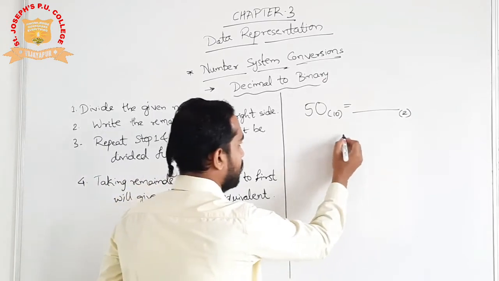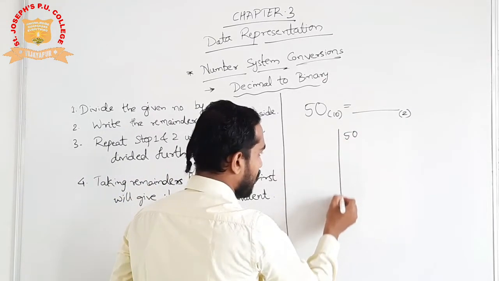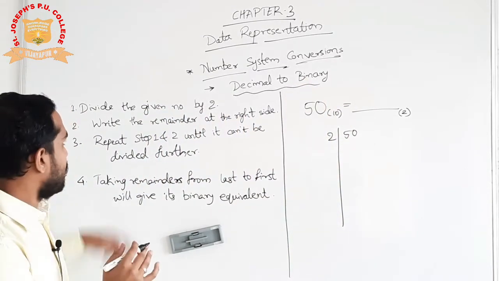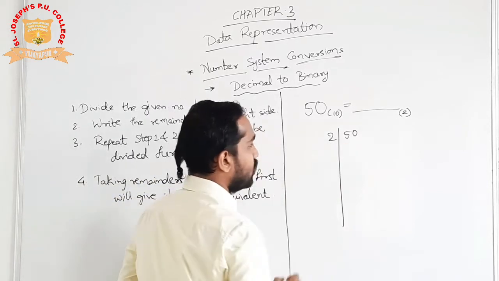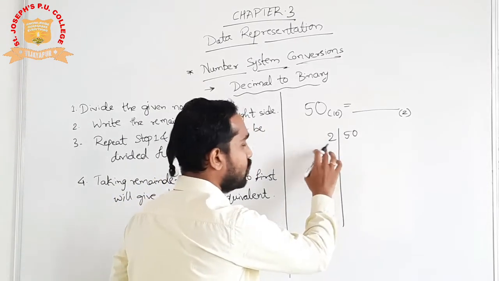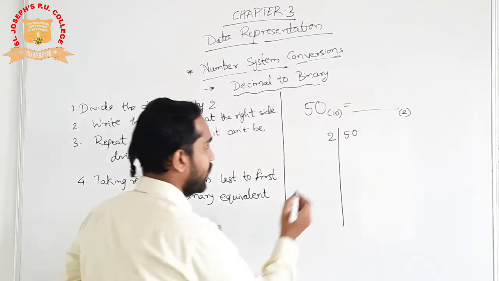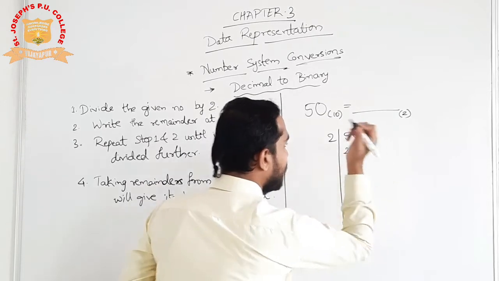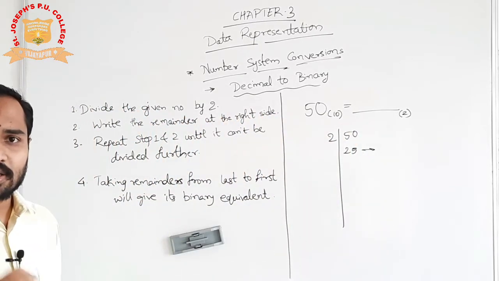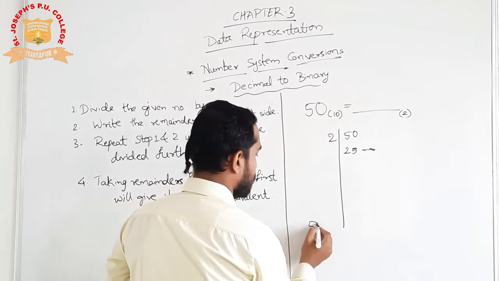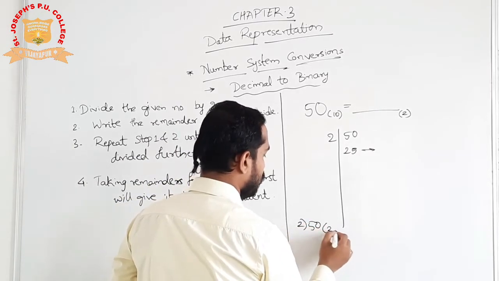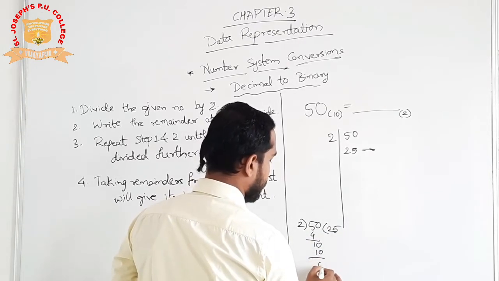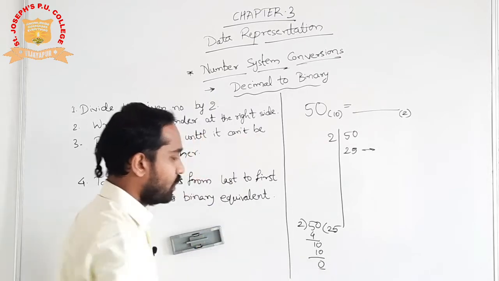So what is the first step? Take the number and divide it by 2. Understanding? Take the number and divide it by 2. So when you divide it by 2, what is the answer? 50 by 2, 25 is the answer. Correct? So write quotient here, that is 25. Is there any remainder left when you divide 50 by 2? Basic maths, just recall. 50 divided by 2, correct? 2 2s are 4, then 2 5s are 10. What is the remainder? 0 is the remainder.